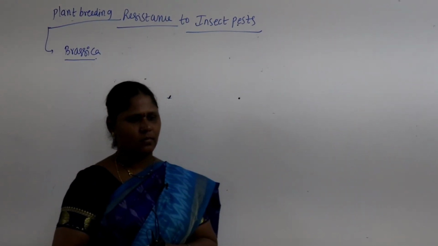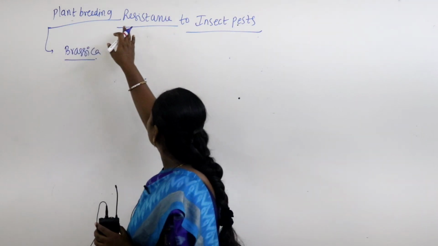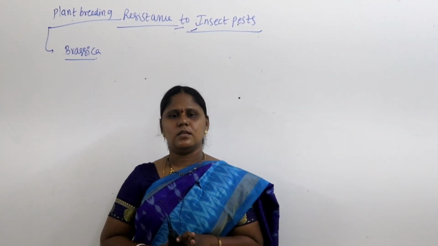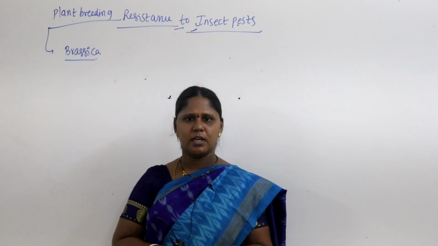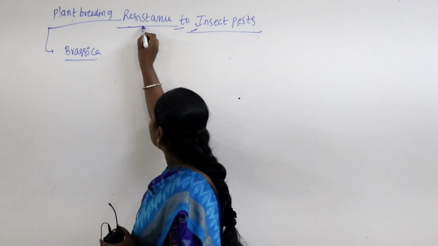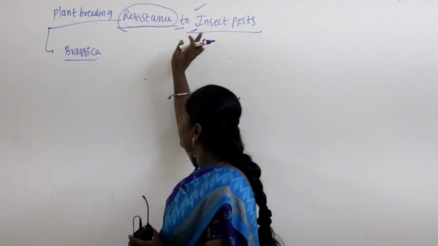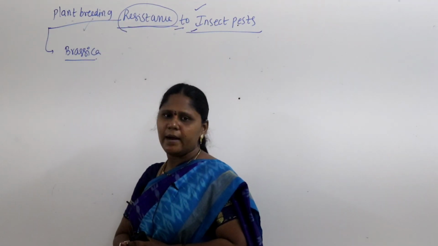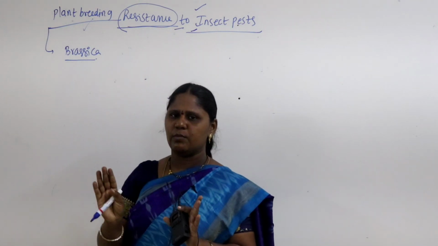So let us continue with plant breeding showing resistance to insect pest. Insects and pests, they cause a lot of damage to the plant. After getting the yield, they cause a lot of damage to the grains, fruits and vegetables. So there are some varieties which are created here, and these varieties show resistance to the attack of insects and pests, and that is made possible again by the method called as what? Plant breeding.